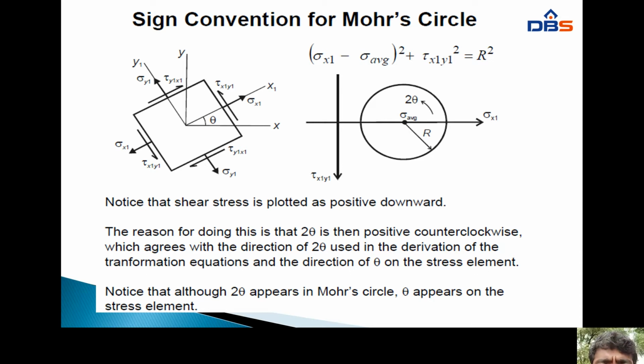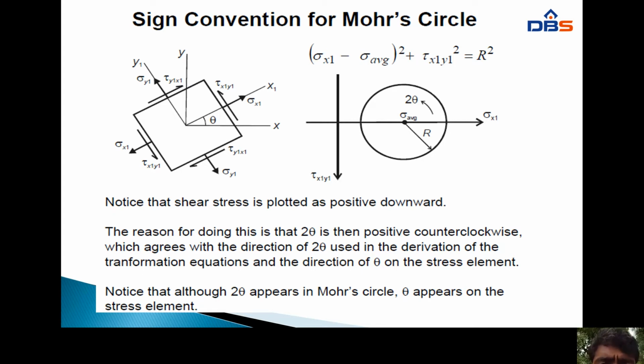Notice that although 2 theta appears in Mohr circle, theta appears on the truss element. In truss element, theta angle is in Mohr circle 2 theta. Okay, that means the theta angle in the truss element becomes 2 theta in the Mohr circle. That is the important point, remember that.